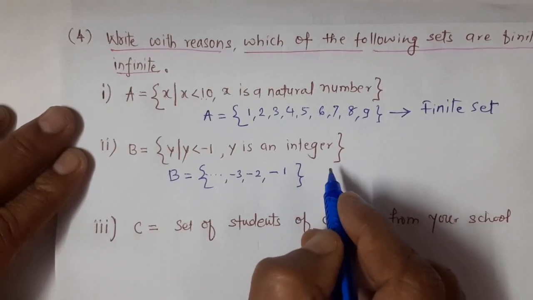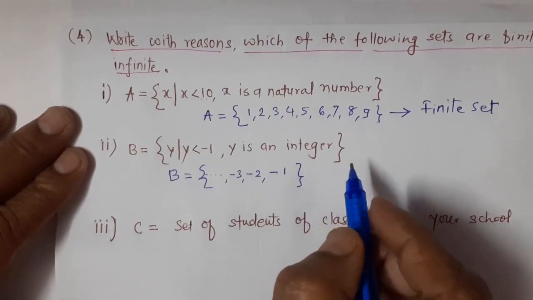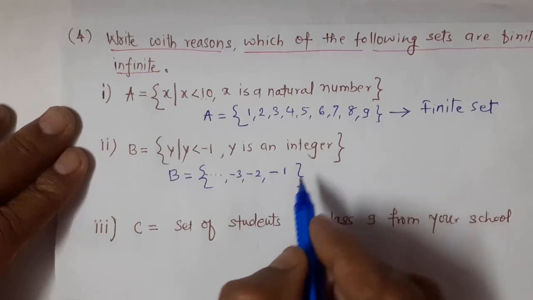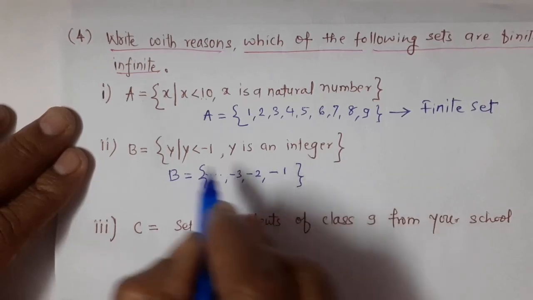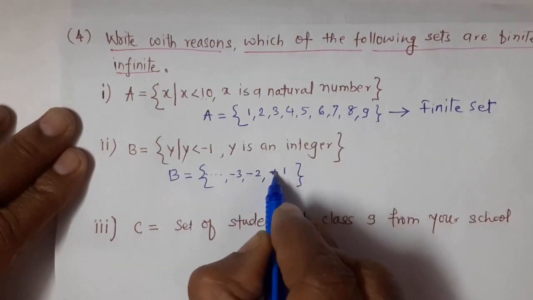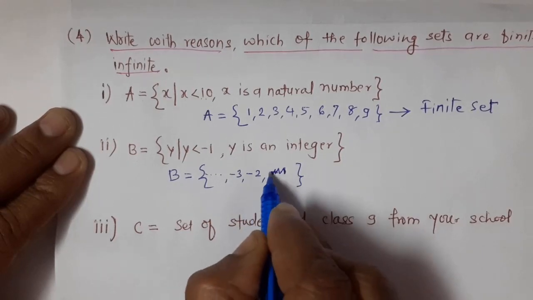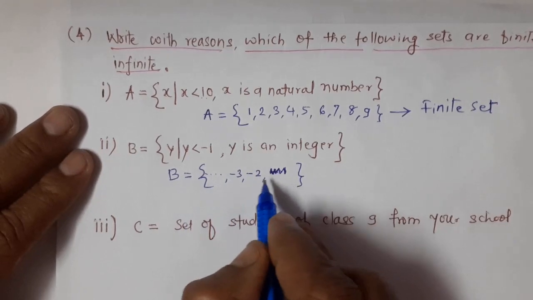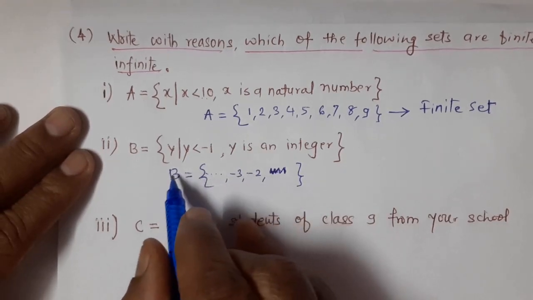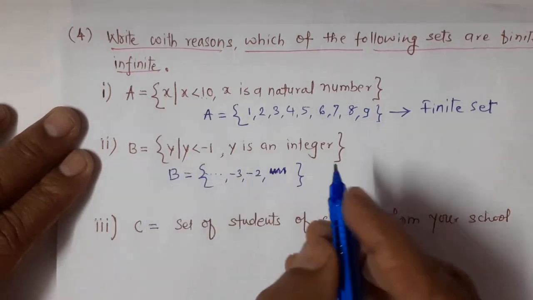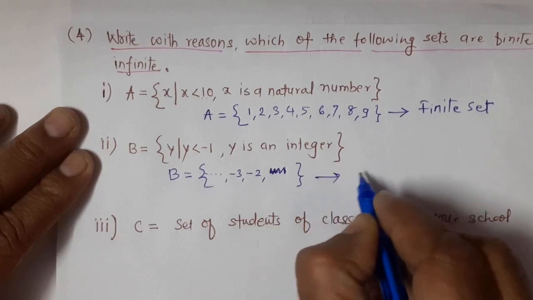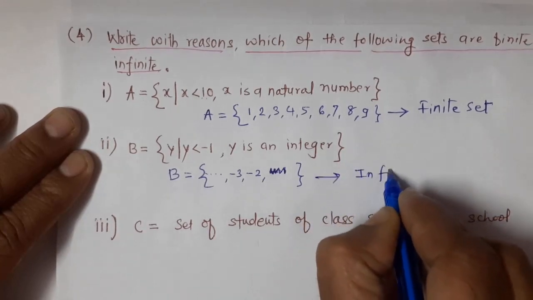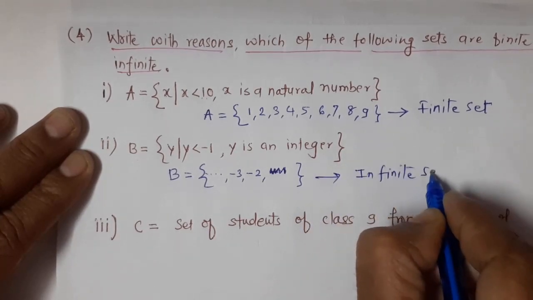Okay, so it is less than -1. Here, since it is less than -1, that's why it should start with -2. Okay, it will start with -2, -3 like that. So -2, -3, and it goes infinitely to the left-hand side. So this is an infinite set. This is the infinite set.